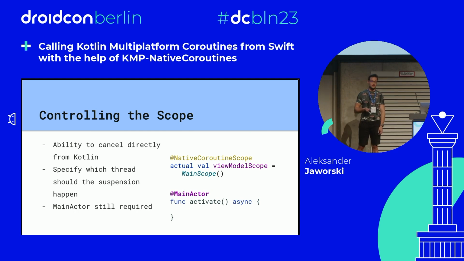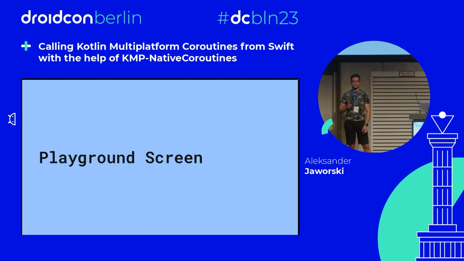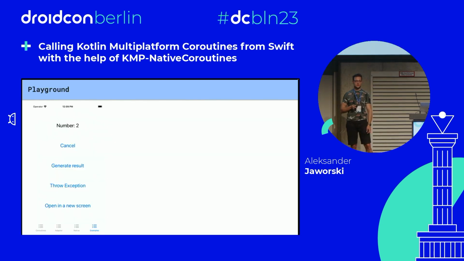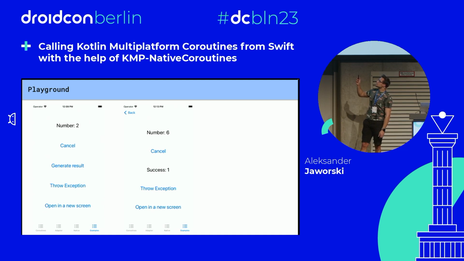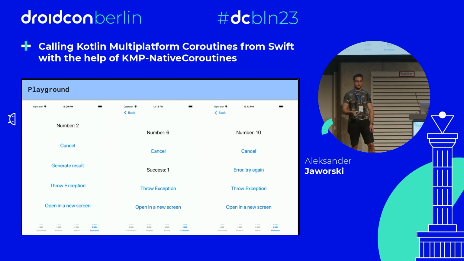OK, so to show cancellations and exceptions, I have a playground screen here, which is basically a screen where there is an incrementation happening at the top, which can be canceled with this button. We have a button which just generates a result. So it's 1, 2, 3, and then an error happens, which you can retry. There's a function to throw exceptions. And there is an open in new screen button, which will be used in the automatic cancellation section, because we will get rid of the screen, so we want to automatically clean up after it.